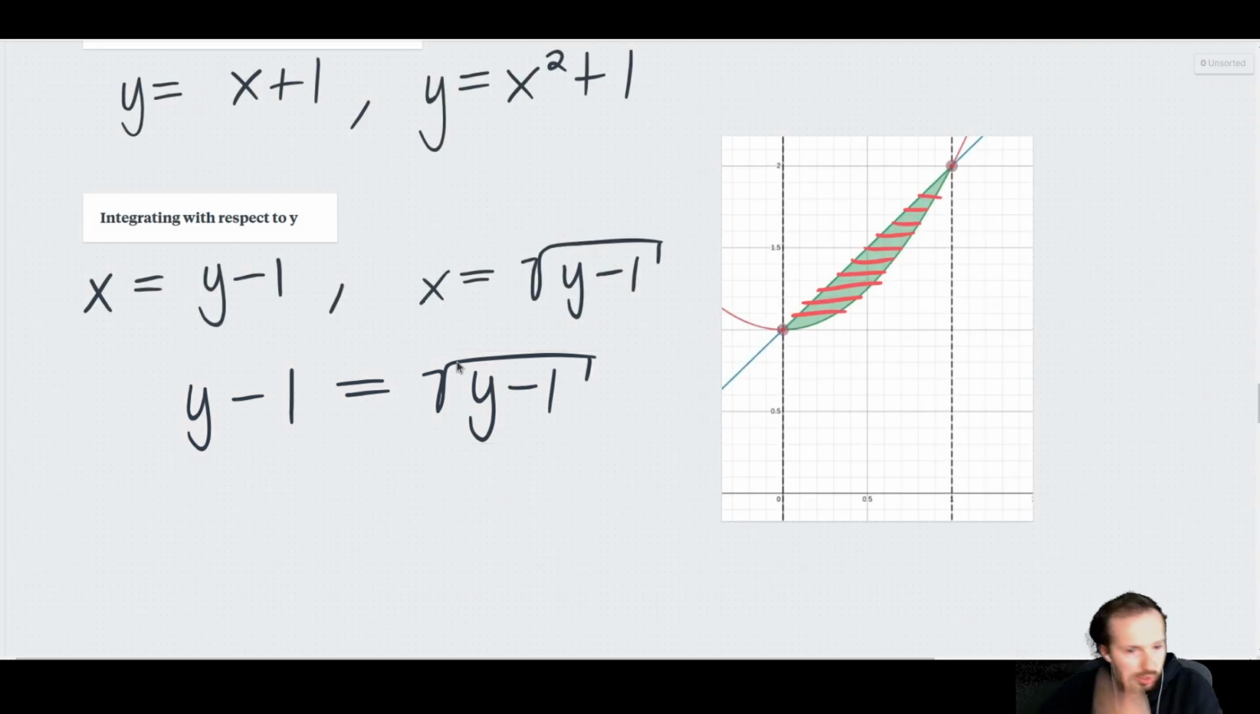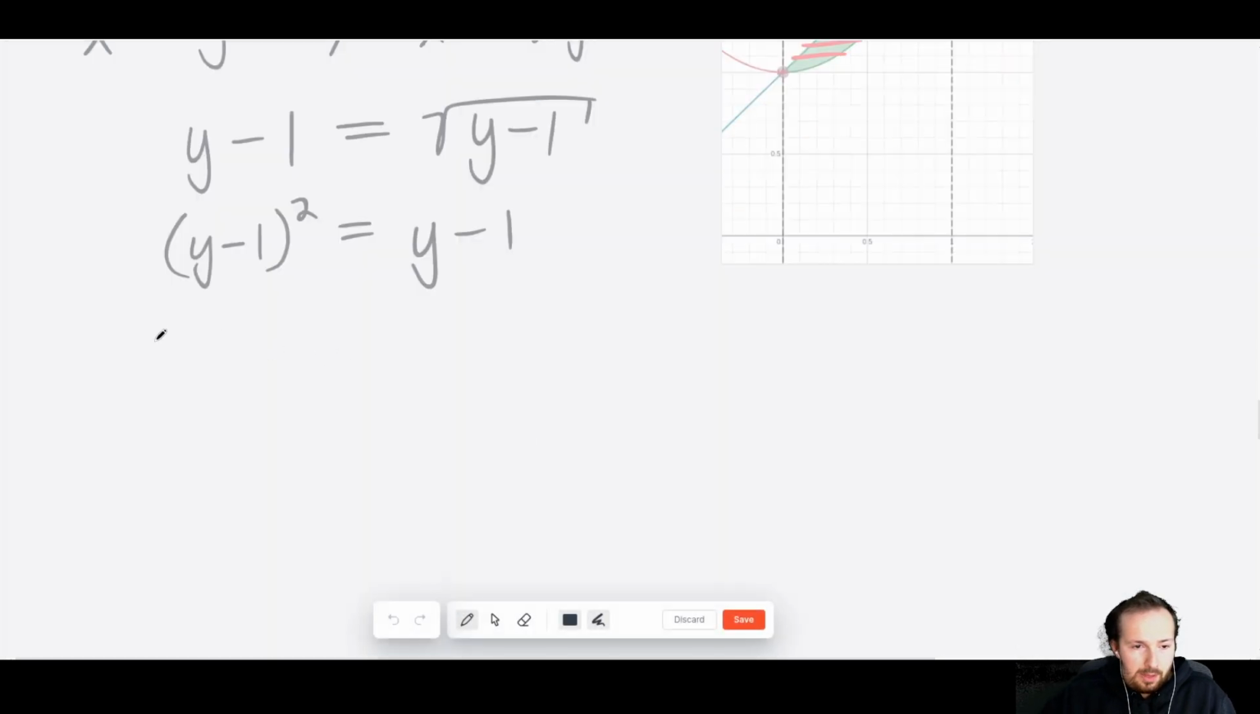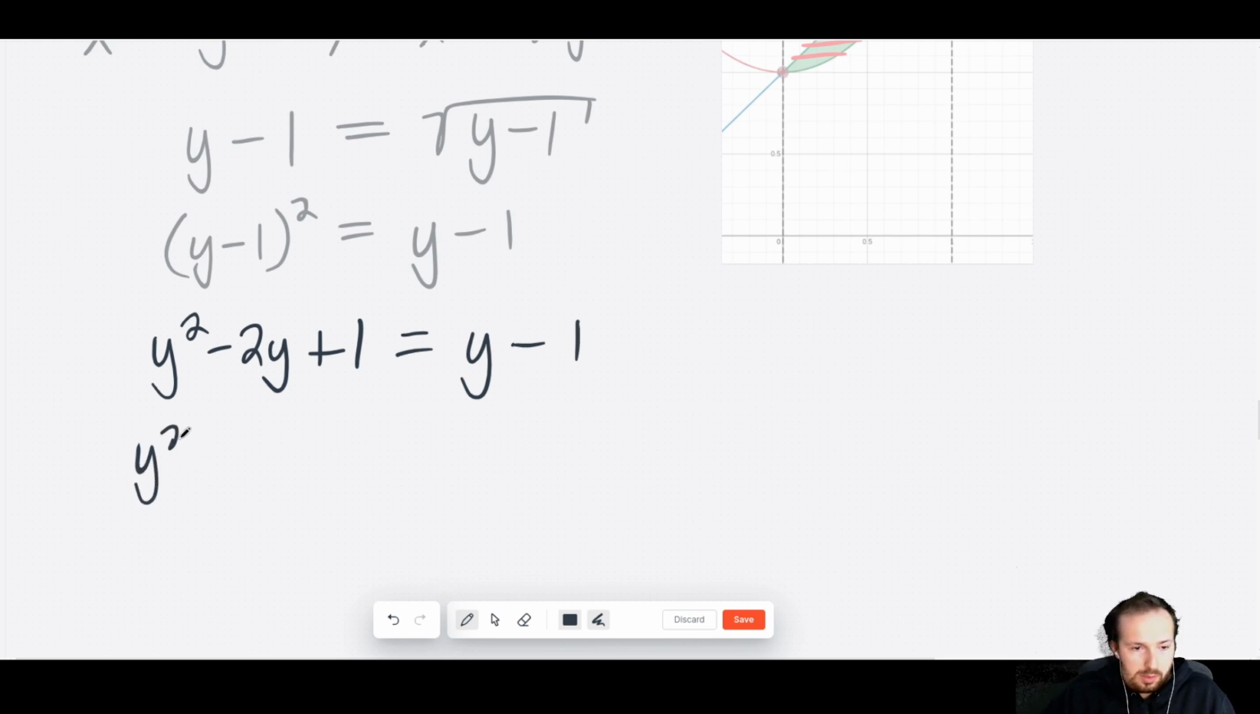So if we try to solve this, how would we do it? This is essentially a radical equation, so you'd have to square both sides to start. And I'll go through this. This is some basic algebra. And then what do we get? y squared minus 2y plus 1 equals y minus 1. And then I'll add the 2 and subtract the y. So I get y squared minus 3y plus 2 equals 0.